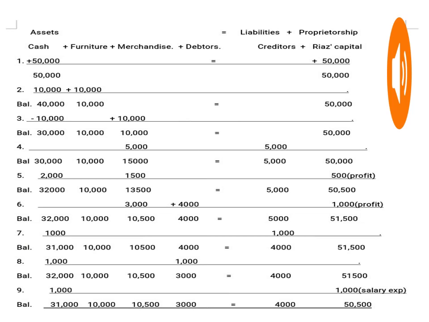Now we put the values in the accounting equation. As you see on the screen, we write in the cash account rupees 50,000, and on the other side we write Riaz's capital rupees 50,000.